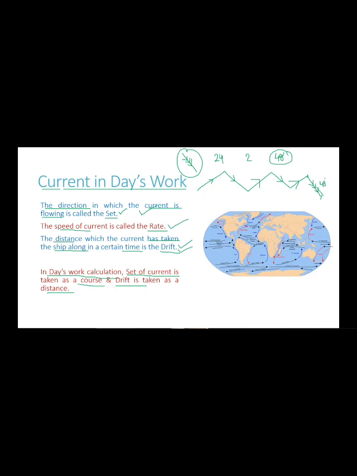This 48 miles will be taken as a distance. And whatever is the direction of the current, that is the set of the current, let's say it is 135, that 135 is taken as a course and it is applied as usual. So this is how the current is applied in day's work calculation.